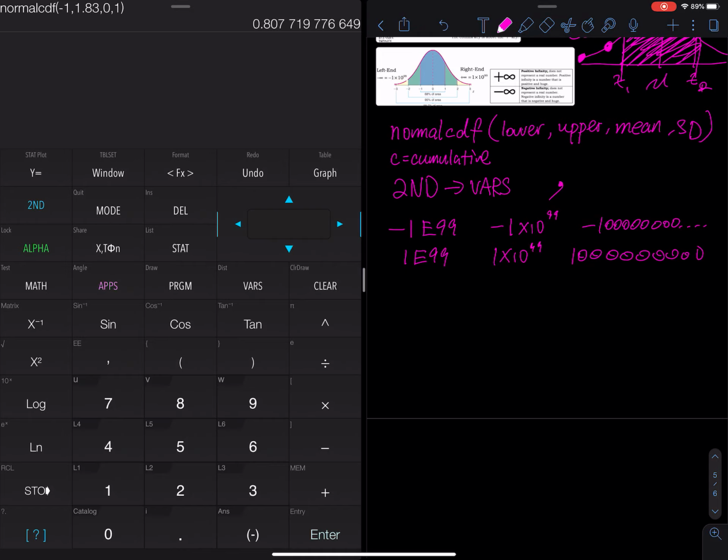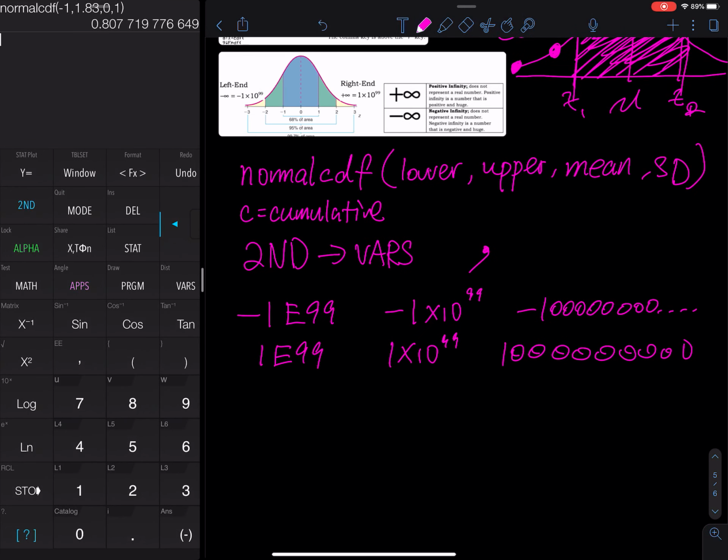So let's say you want to find negative infinity. You type -1 first. Don't type minus. Minus is not going to work. You type negative, the key that is on the left side of the enter key, -1.